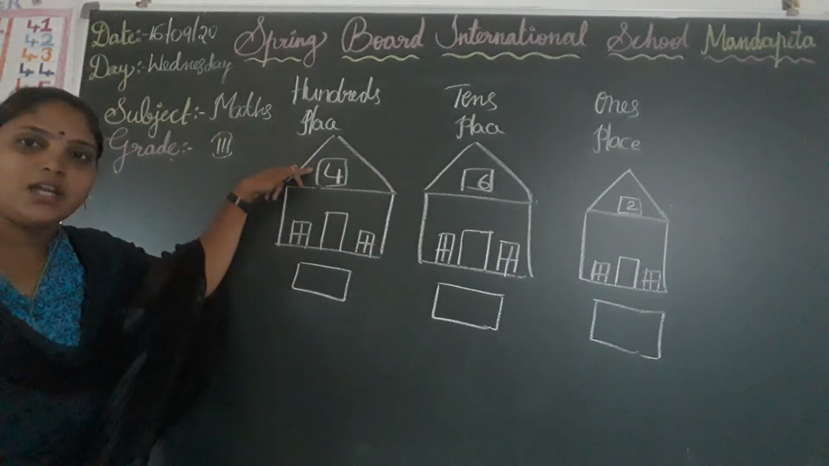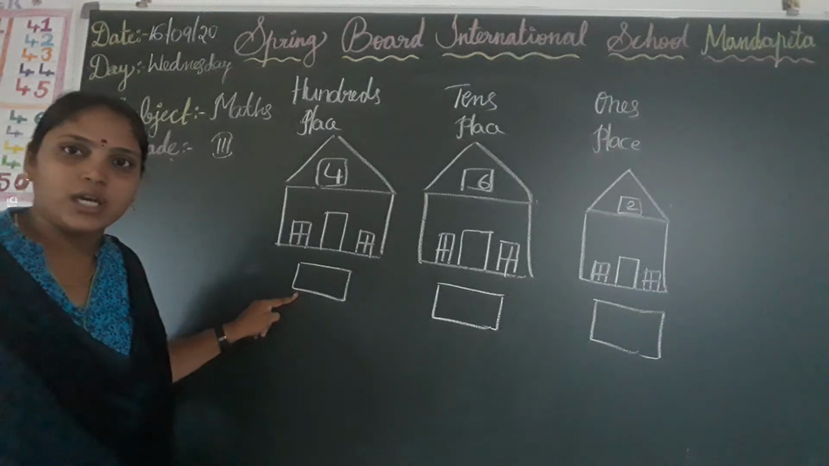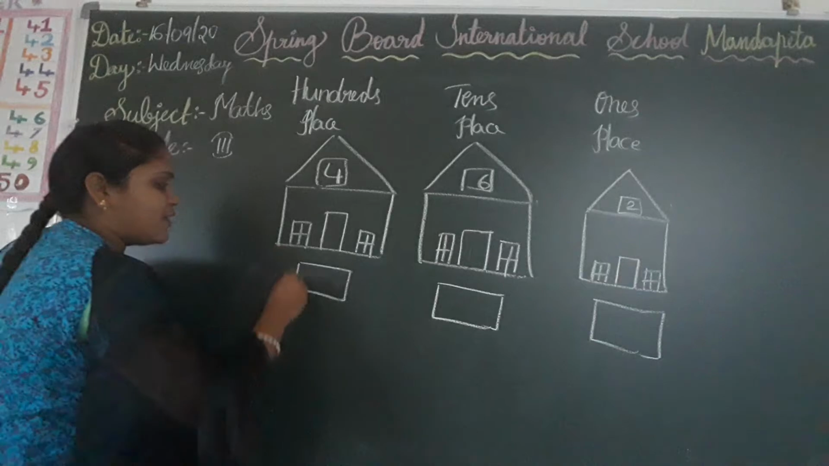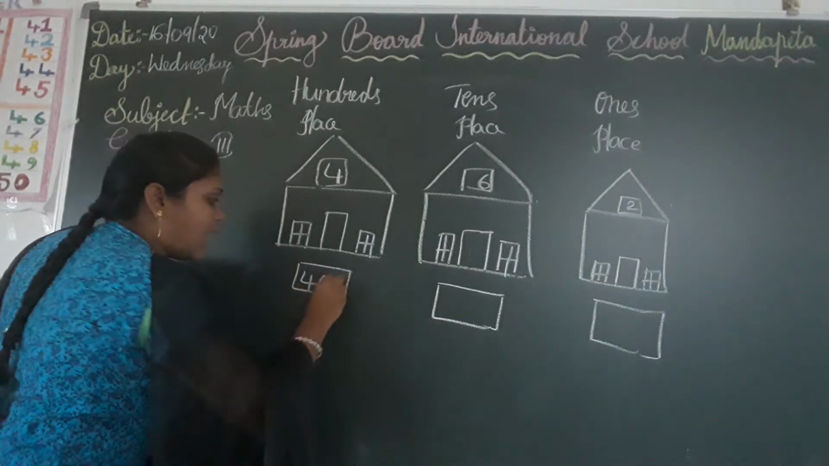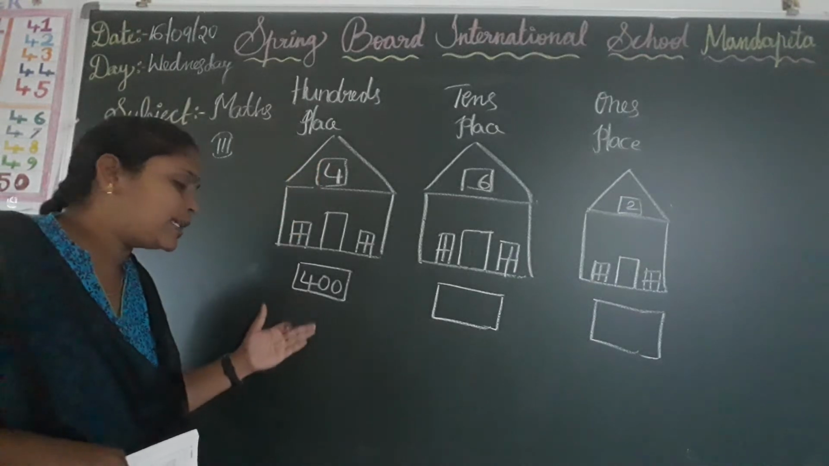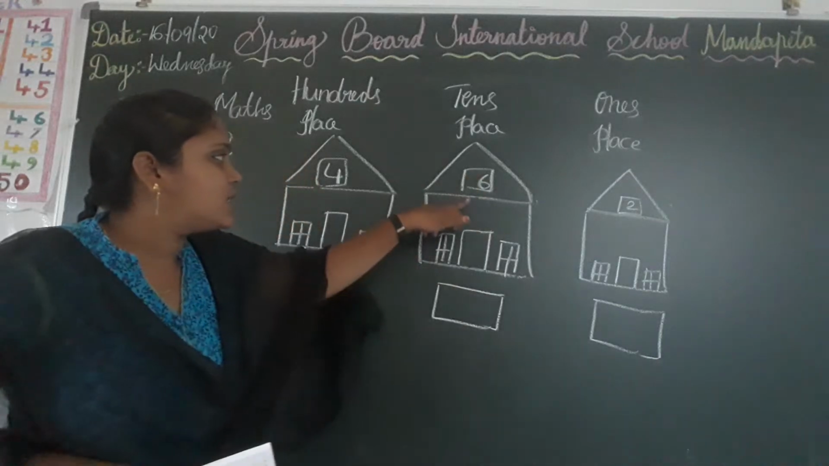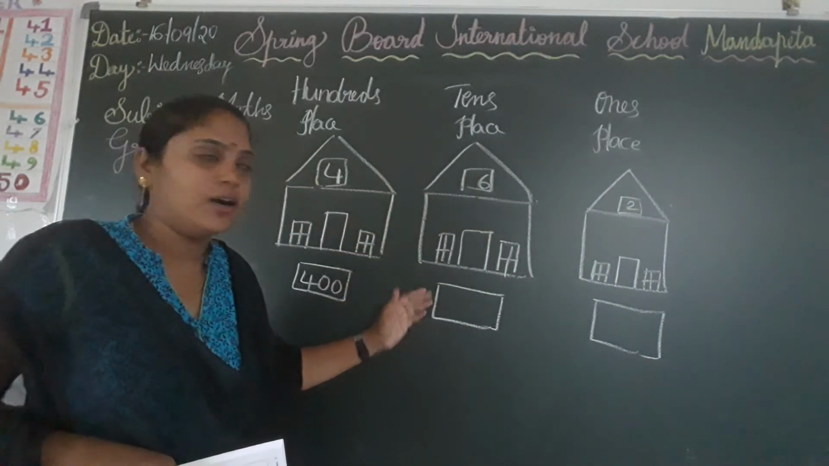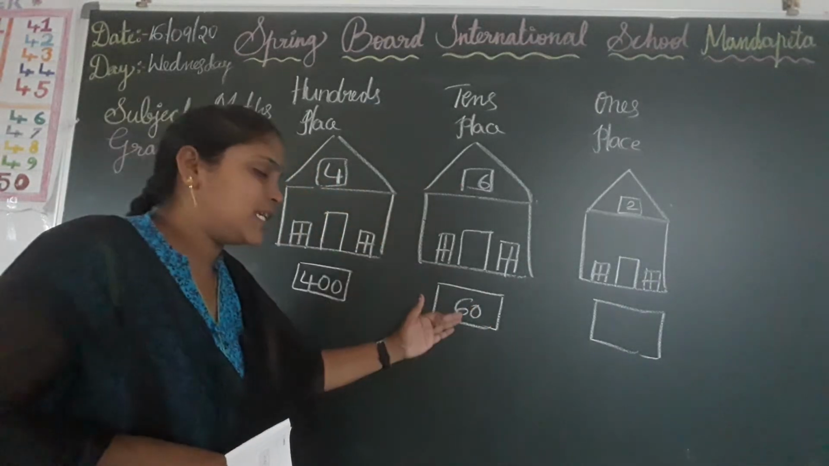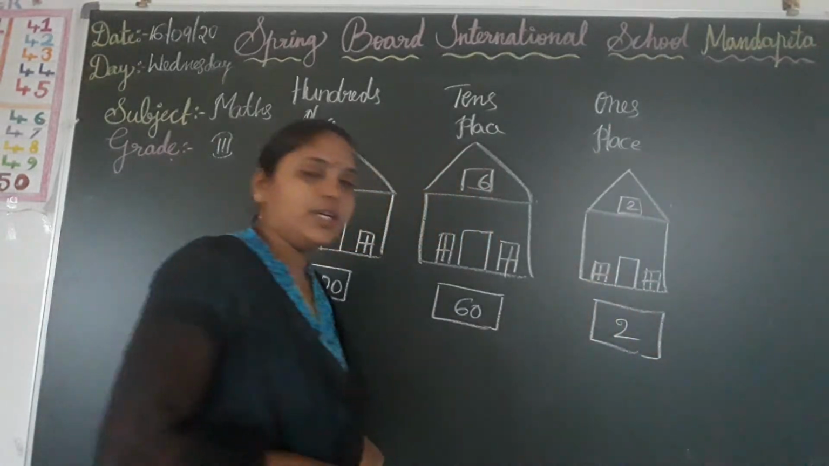Here the face value is given. So this 4 shows 400. Okay children, this 4 shows 400. So the place value of 4 is 400. So you have to write the place value here, and here 6. This 6 shows 6 tens. Okay, 6 tens means 60. The place value of 6 is 60, and here 2 ones. So the place value of 2 is 2.